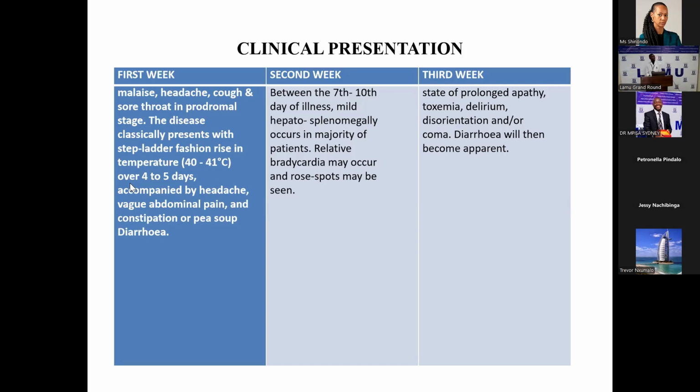We also notice that in the first week we have step ladder fever, which starts as low grade but progressively rises over the days. Abdominal pain as well when the bacteria multiply in the lymphoid tissue. This is due to mesenteric lymphadenopathy. That's what will bring about the abdominal pain. And then some patients will also have constipation with diarrhea. That's due to intestinal dysfunction due to inflammation of the mucosa of the intestines.